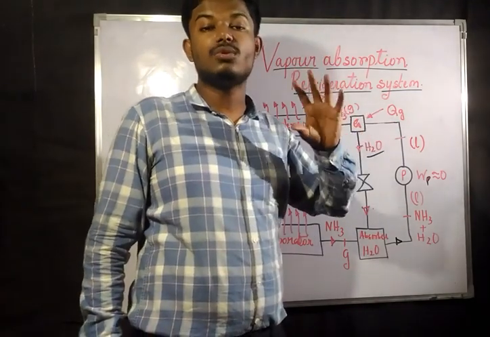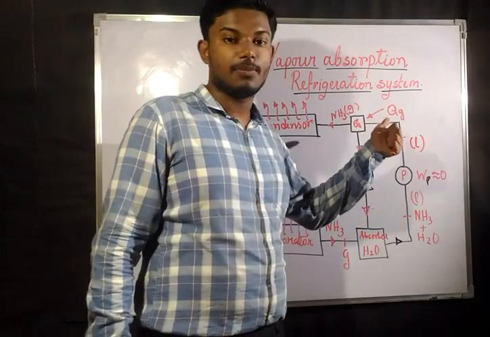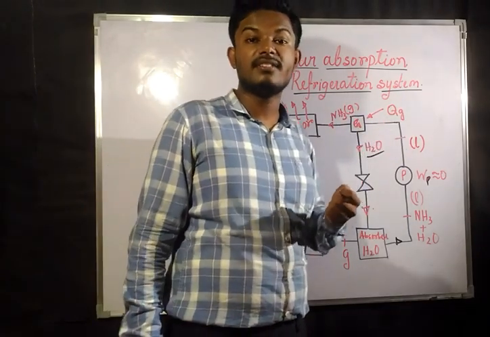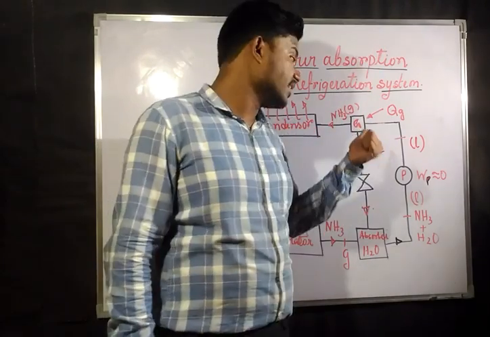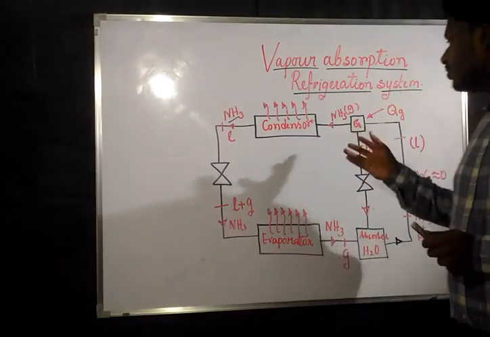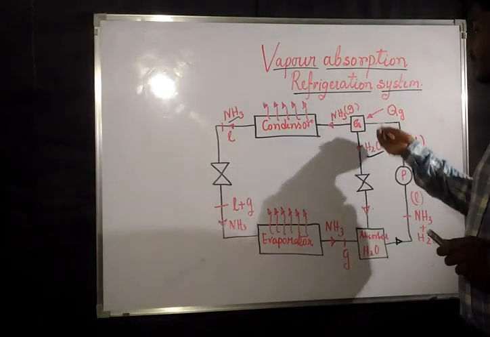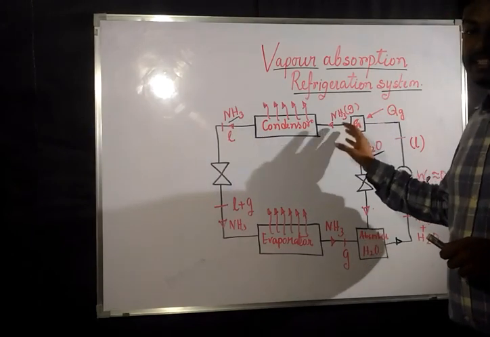Now giving this heat, what is going to happen? There is the mixture of NH3 and H2O. After giving heat, the NH3 is going to evaporate. Before the water evaporates, the NH3 is going to get evaporated. NH3 means ammonia. Ammonia gets evaporated and comes out of the generator.